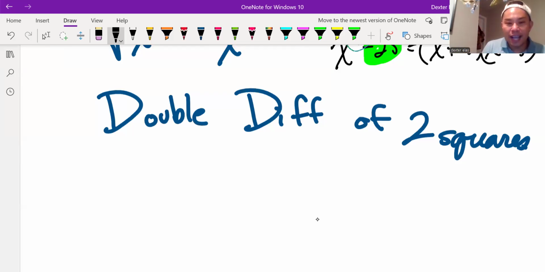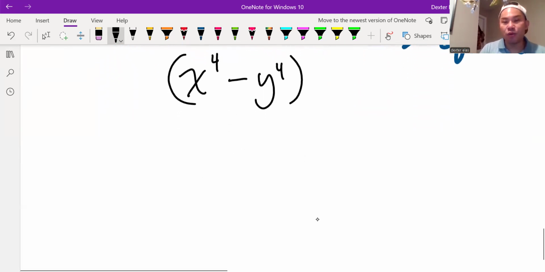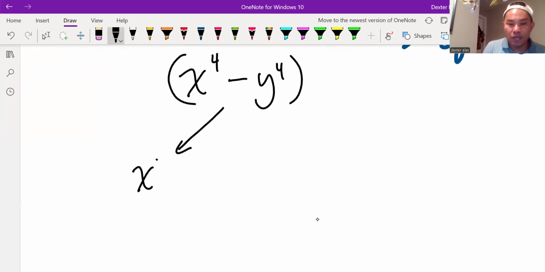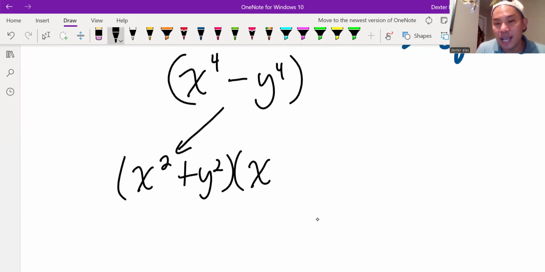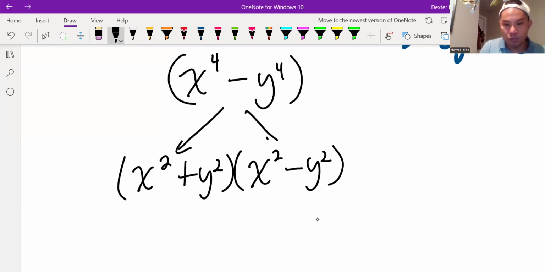So let's say I have an even number exponent for x to the fourth, and I'm going to subtract y to the fourth. They have an even exponent, so they're definitely the difference of two squares. And so the first one would be, not x to the fourth, the square root of x to the fourth is x squared, so that'd be x squared plus y squared, pop, pop. And the second one would be x squared minus y squared, pop, pop. So boom and boom.